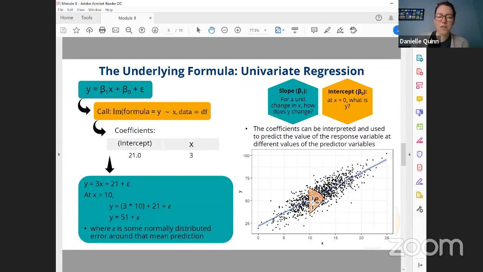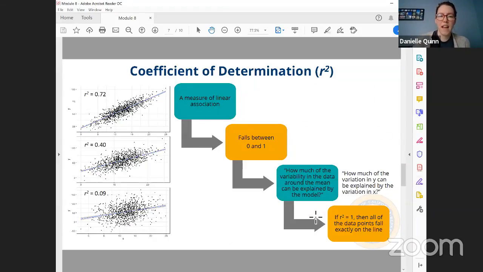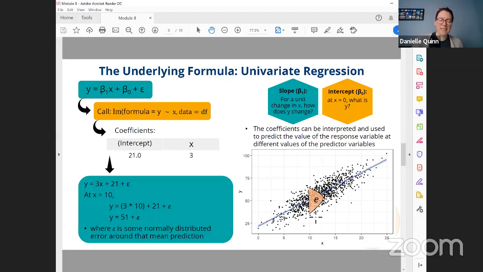And that error is going to be normally distributed around that average prediction. So you can sort of picture this bell curve as almost standing upright on that line. And this is the error that we expect to be associated with that along the y-axis. So these coefficients can be interpreted and they can be used to predict the value of the response variable at different values of the predictor variables. And so I'll step back for one second.